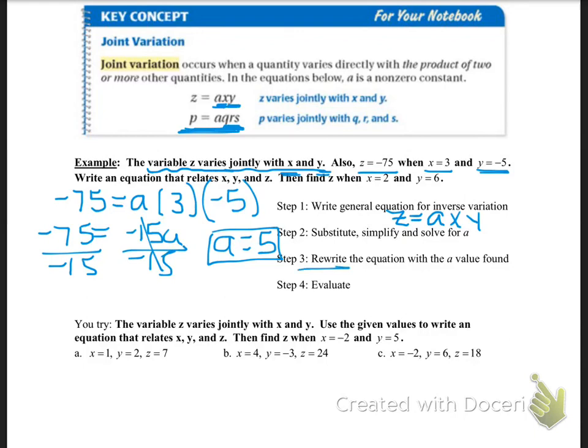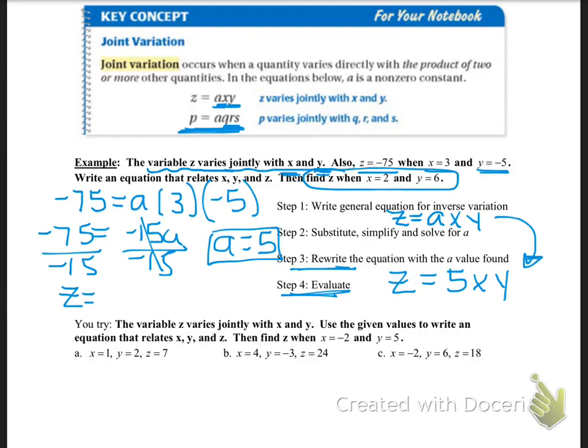Once you have a, rewrite your equation with that value. So up here, this equation now becomes z equals 5xy. And then last step says evaluate. So what am I evaluating? It says find z when x is 2 and y is 6. So that gives me 5 times 2 is 10 times 6, 60. Okay?